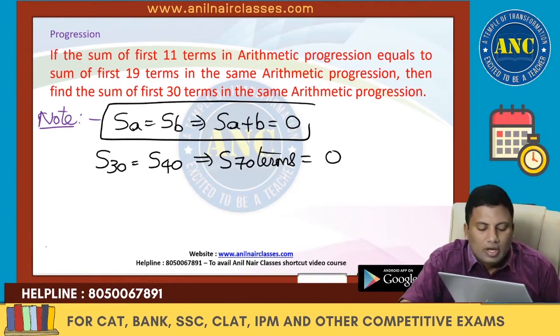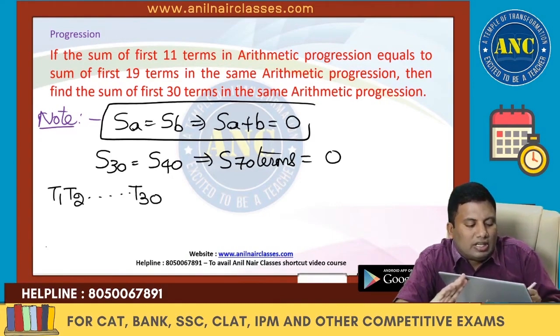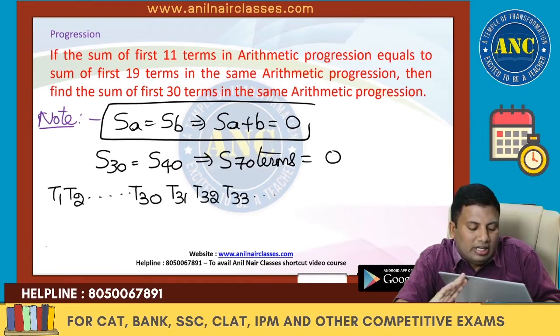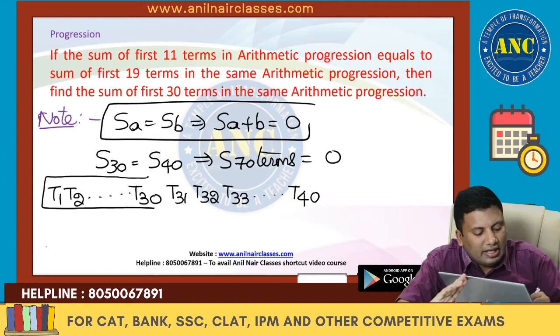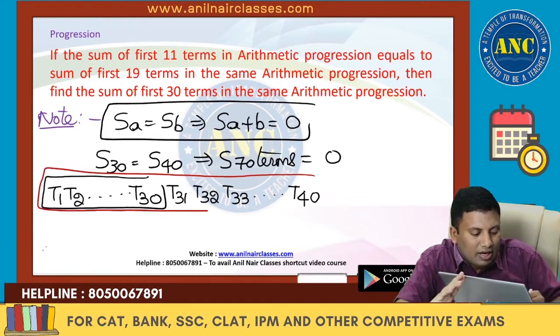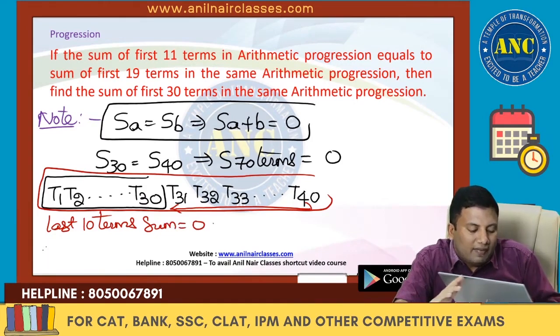If anybody asks you to please tell the proof of why it is happening, you can easily say the sum of 30 terms is T1 to T30. The sum of 40 terms is T31, T32, T33 till T40. The sum of the first 30 terms is equivalent to the sum of the total 40 terms. That means the last 10 terms' sum is 0. If the last 10 terms' sum is 0, the average of these last 10 terms will also be 0.